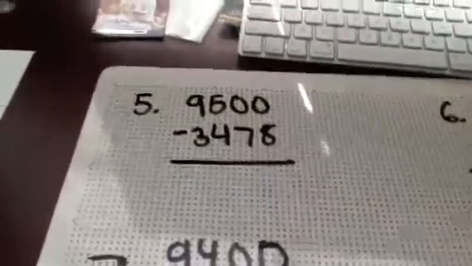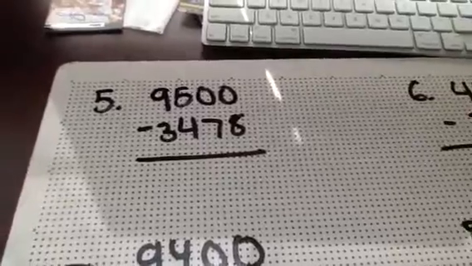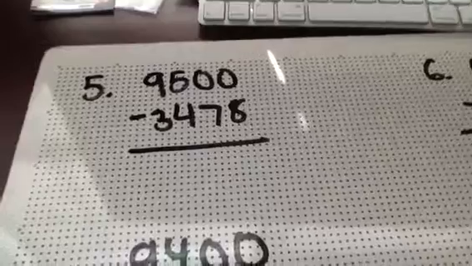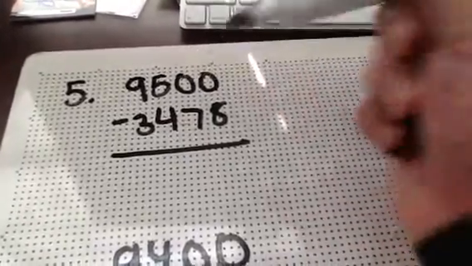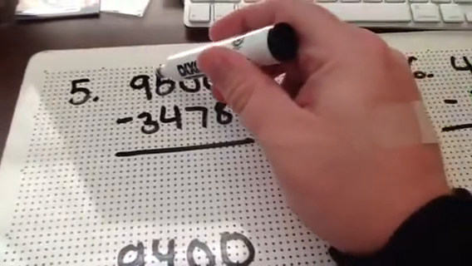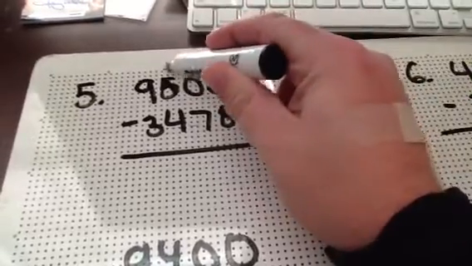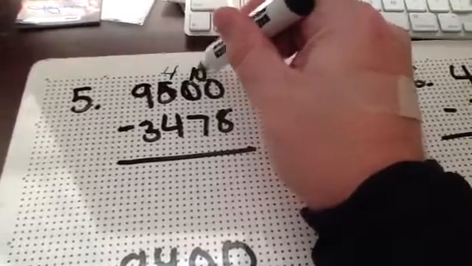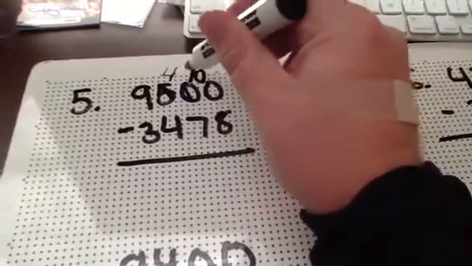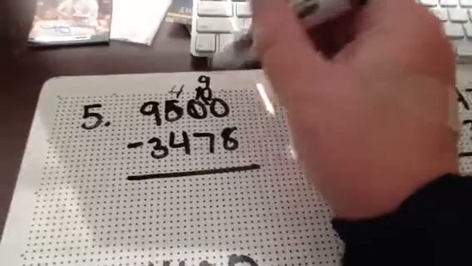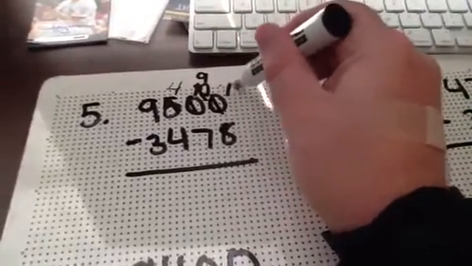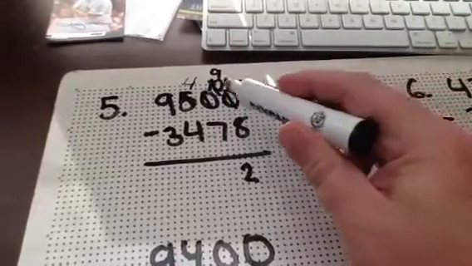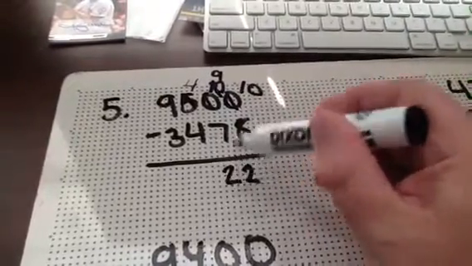Okay, so on number 5, this is similar to the second one on the other side, where you're not borrowing from the thousands to start with. So you're going to go over here to the 5, cross it off, and make it a 4. That's going to become a 10, but then you still have to borrow because you have a 0 there. So that's a 9. That's a 10. So 10 minus 8 is 2. 9 minus 7 is 2.